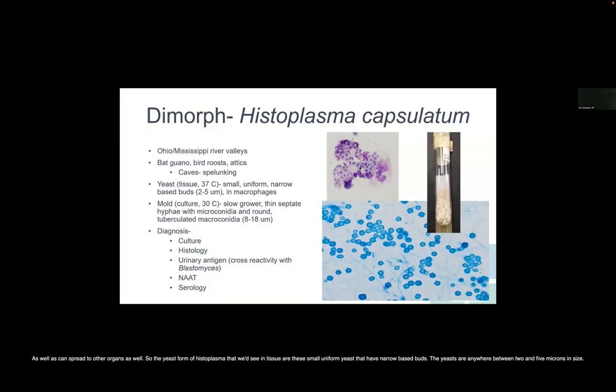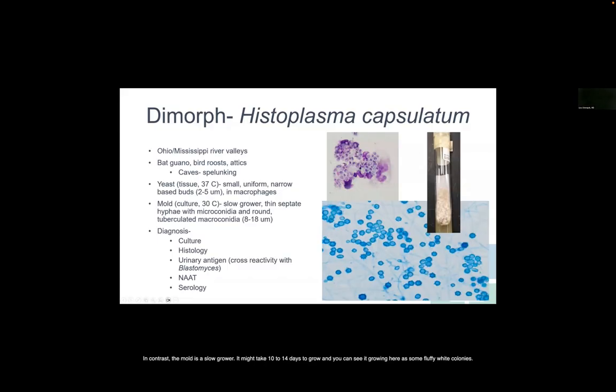So the yeast form of histoplasma that we'd see in tissue are these small uniform yeasts that have narrow-based buds. The yeasts are anywhere between 2 and 5 microns in size, and you can see them within macrophages, and this is what is seen here from a bronchoalveolar lavage specimen.